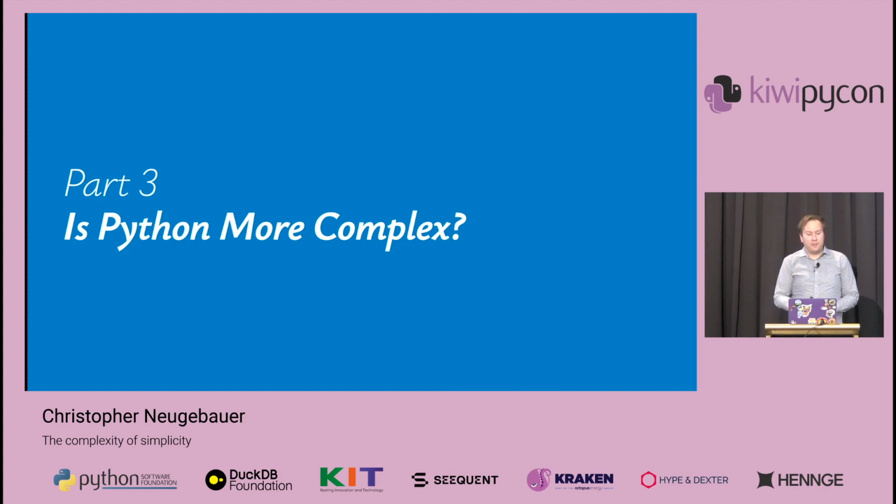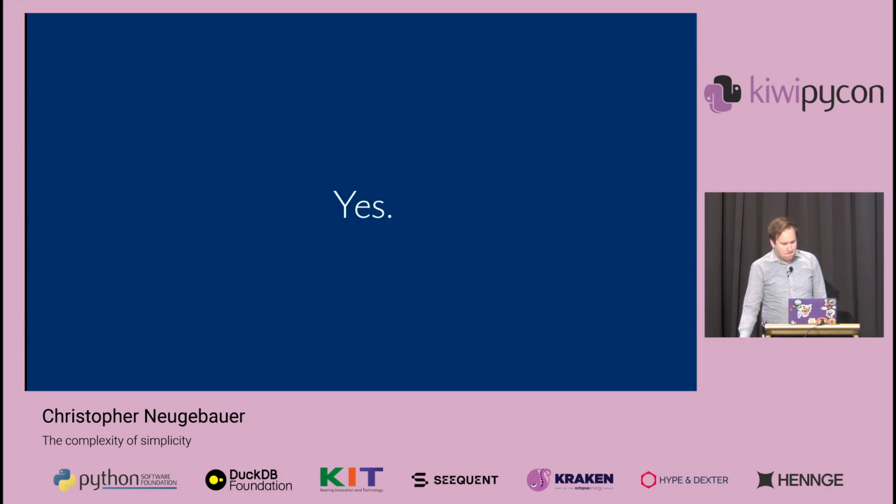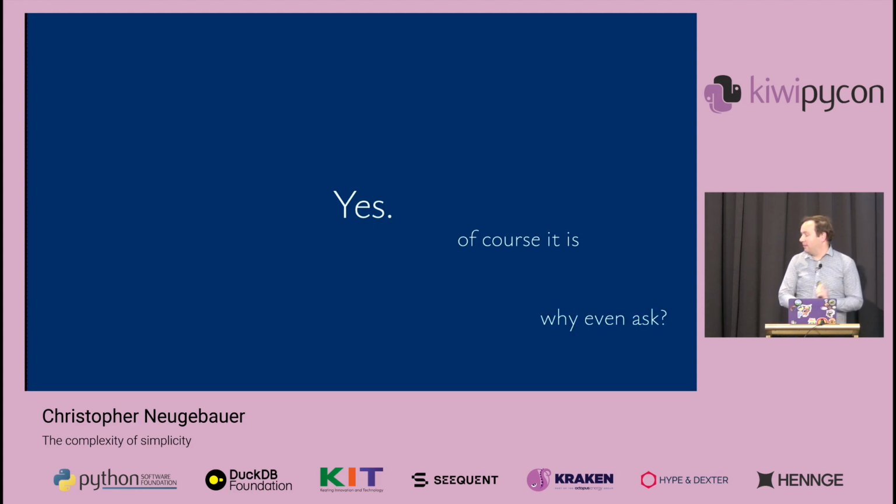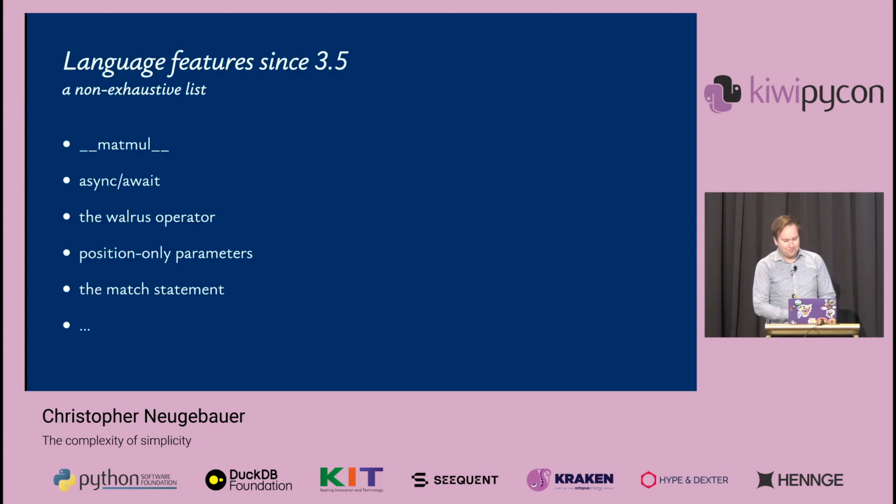So I'm going to finish off with a discussion of the evolution of Python, because a common complaint I hear is that Python is becoming more complex with every version, and it's worth taking some time to examine whether that is the case. Yes, of course Python is more complex than it used to be. Why is this even a question that we're asking at the moment?